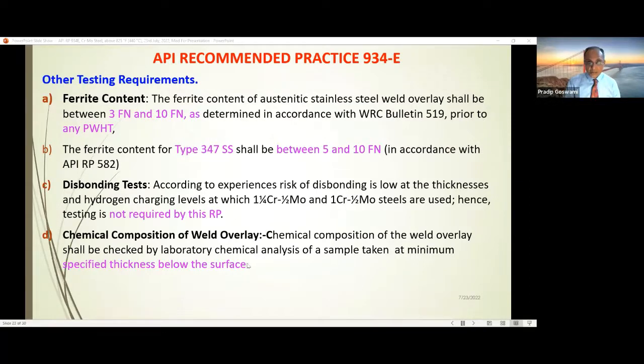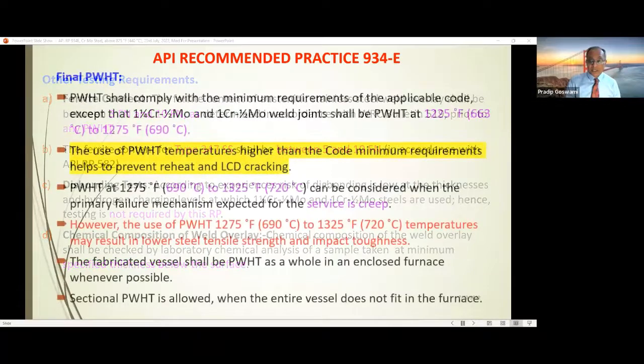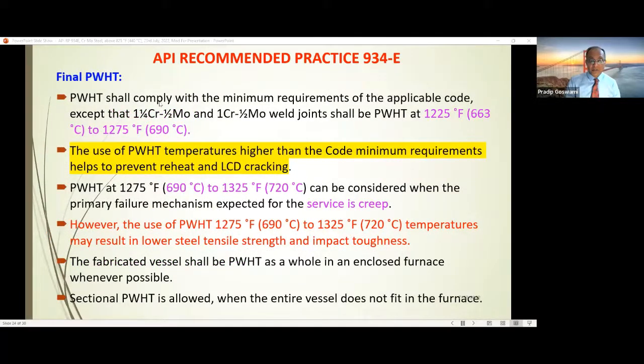934A. Chemical composition, if the overlay is in place, definitely it has to meet the chemical composition as per the code. So the final post-weld heat treatment shall comply with the minimum requirement of the applicable code, except that for 1 1/4 chrome and these particular steels, the weld joint shall be between 1225 to 1275 degrees Fahrenheit, which comes to 660 to 690 degrees centigrade.